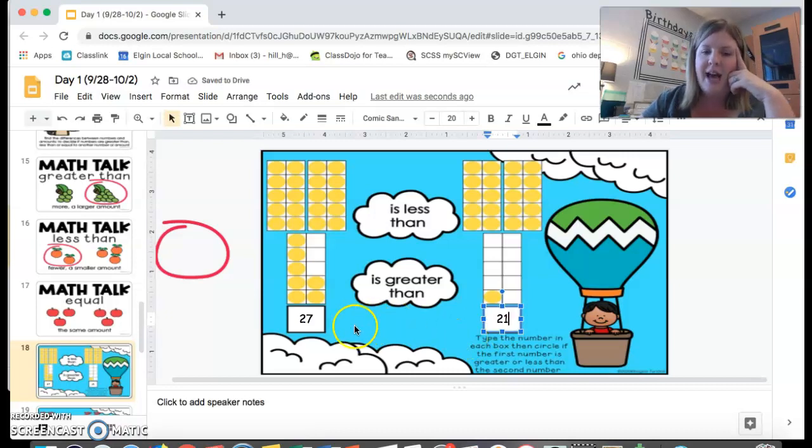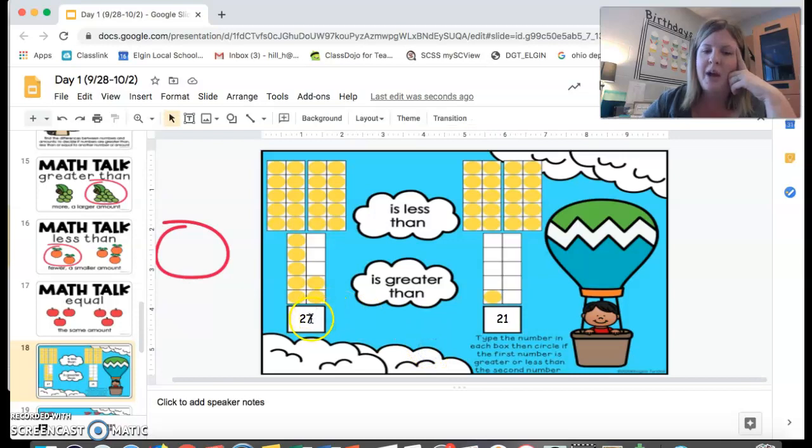And then I'm going to decide, is 27 greater than or less than 21? Okay? Is 27 greater than or less than 21? I like this because this amount can actually show you, right? So you can see, based on the counters, that there's way more counters in this one compared to this one, right? So this pile over here is greater than this pile. 27 is greater than 21.